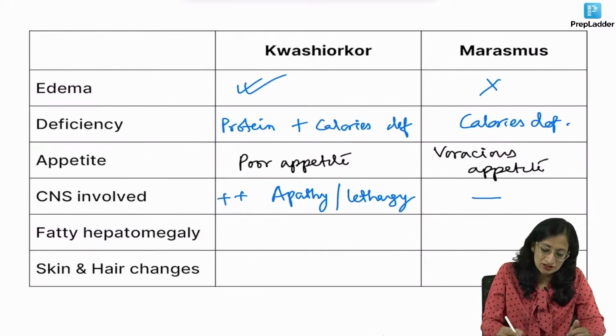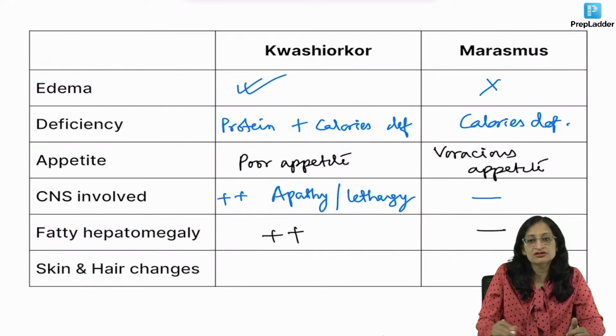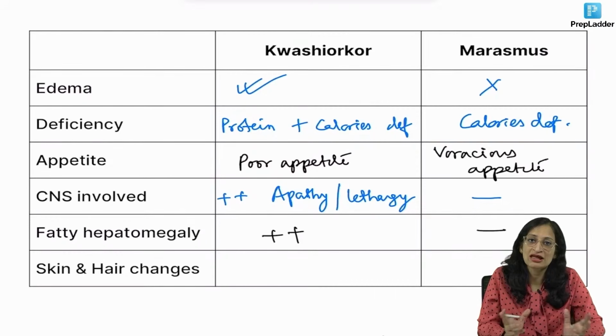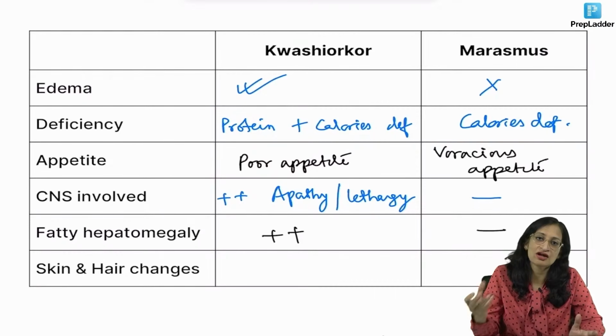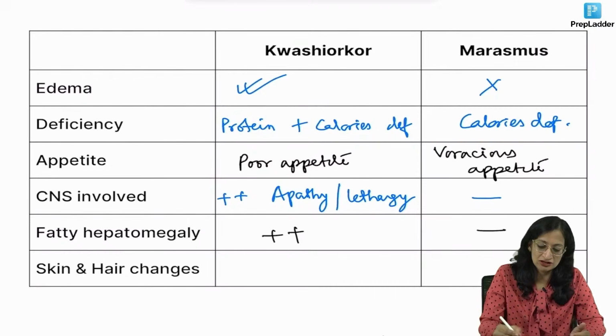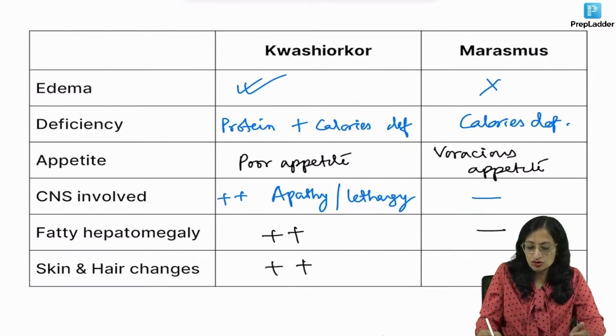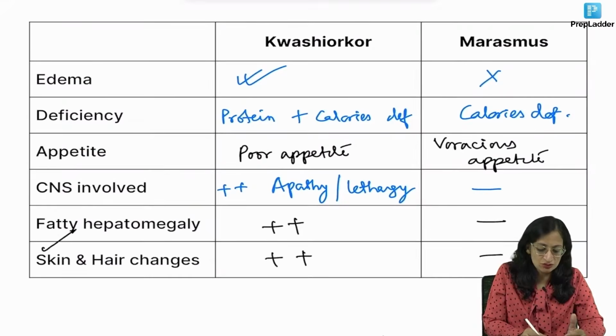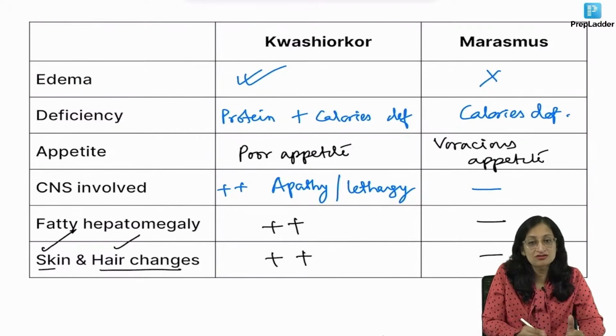Fatty hepatomegaly is present in kwashiorkor, not present in marasmus, because in kwashiorkor what is happening? Protein is deficient, so lipoproteins are not there to carry away the fat from the liver. So, fatty hepatomegaly. Skin and hair changes are also more common in kwashiorkor than marasmus. What is the skin change in malnutrition? We know it is flaky paint dermatosis. What is the hair change in malnutrition? It is the flag sign.